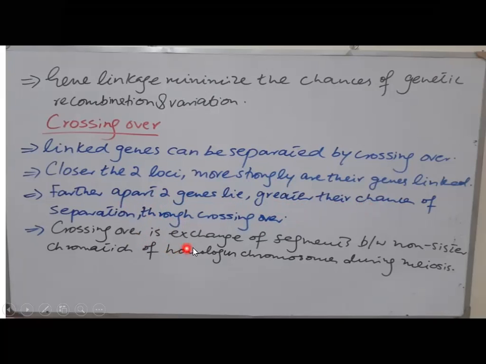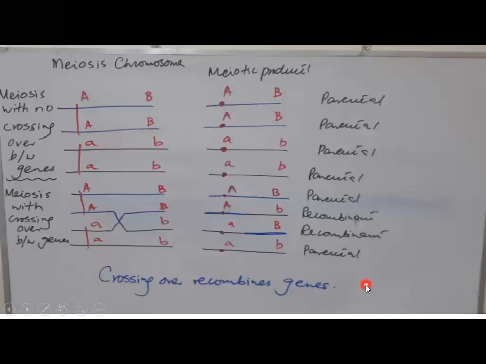Crossing over is the exchange of segments between two non-sister chromatids of homologous chromosomes during meiosis, and we have done this in prophase 1 of meiosis 1. This is the diagram showing the crossing over, which recombines the genes. So these are the meiotic chromosomes, and these are the meiotic products.